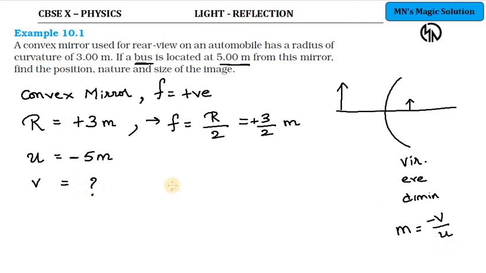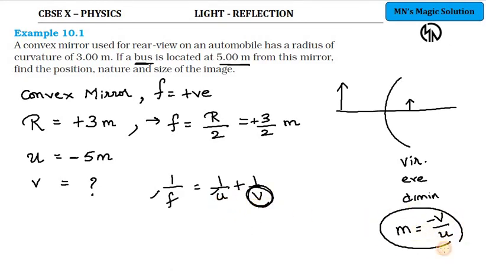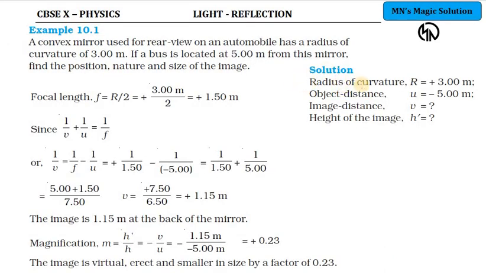So what is the formula over here? 1 by f is equal to 1 by u plus 1 by v is the formula. Using this formula, I can substitute for f and u and we can find what is v. So once after finding v, we have u and v in hand, which we can substitute in this formula and find out the magnification as to how many times the image is formed. So the data has been written over here. The radius of curvature is 3, object distance is minus 5, and image distance and height of the image you have to relate.